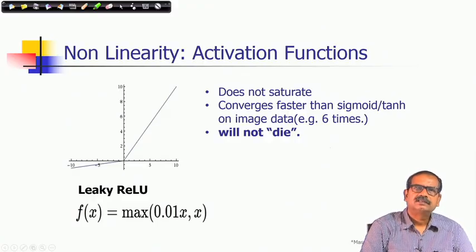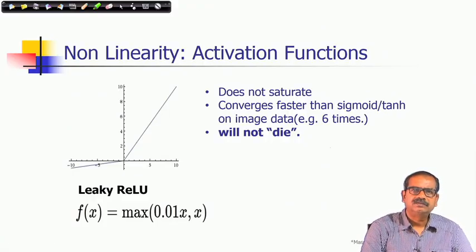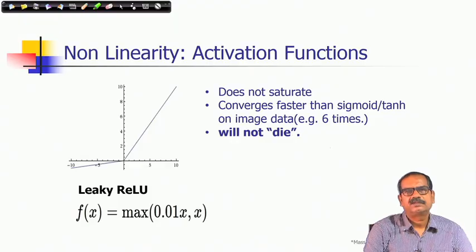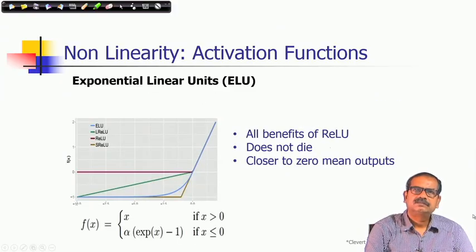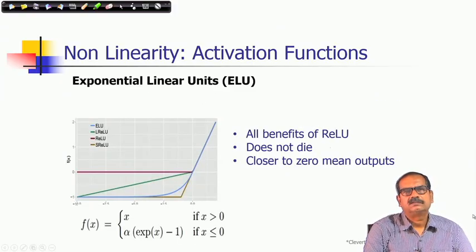So, to avoid that, we can have leaky ReLU, so that you have a very small slope in the negative part also, a small gradient. It has the advantages that it does not saturate, converges faster, and the gradients will not die. Another kind of activation function like ReLU is the exponential linear unit.